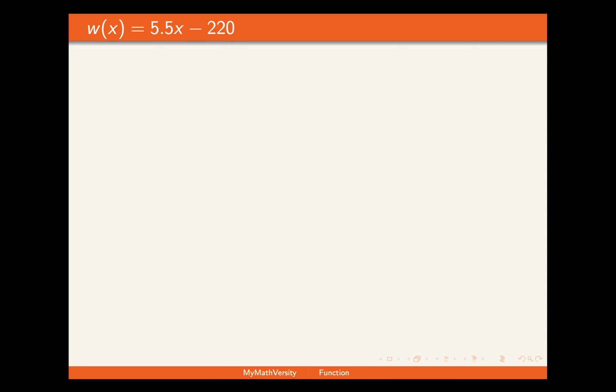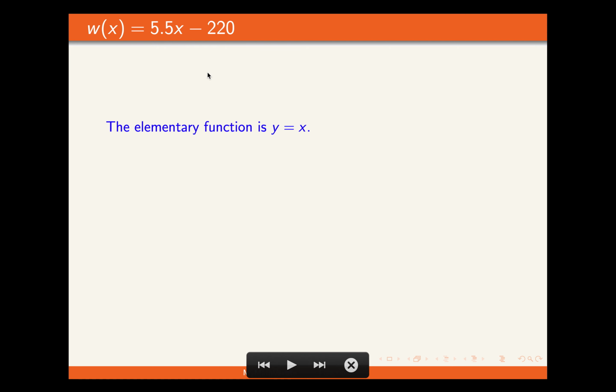Alright, so what is happening here? This is the weight function we have been given as 5.5 times x minus 220. Looking at it, which is the elementary function? Certainly we have this x over here, so the elementary function is x, the identity function. But the identity function x has been multiplied by 5.5, at least in the first term.